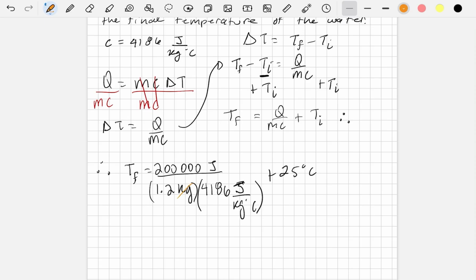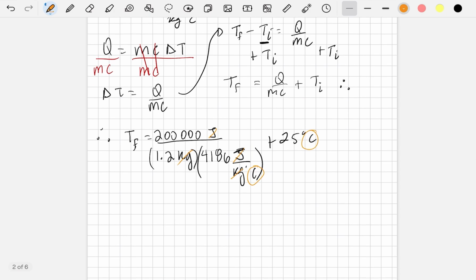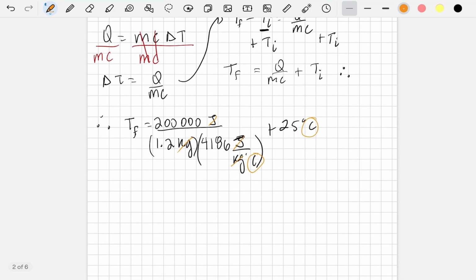Kilograms go away, joules cancel out, and I end up with degrees Celsius, which is what my answer is going to be. Okay, so my final temperature in this case, after I put all this into the calculator, let me just double check, I end up getting 38.22 plus 25 degrees Celsius.